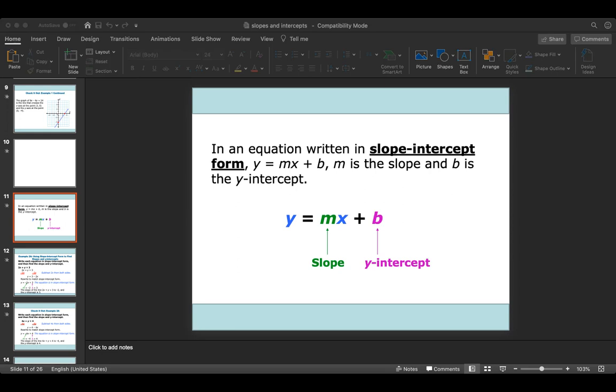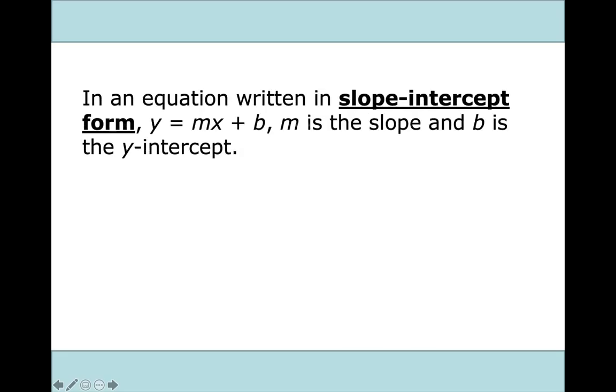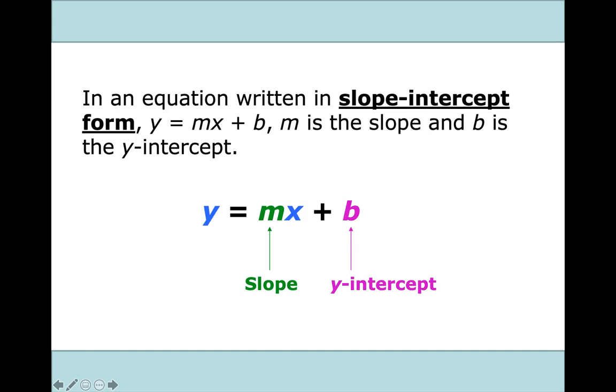Hello, we're going to take a look at slope-intercept form. We can write slope-intercept form with the equation y equals mx plus b. When we write this equation, we know that m stands for your slope and b is your y-intercept. In order to identify the slope and the y-intercept from an equation, though, we need to make sure that your equation is written in the correct slope-intercept form.